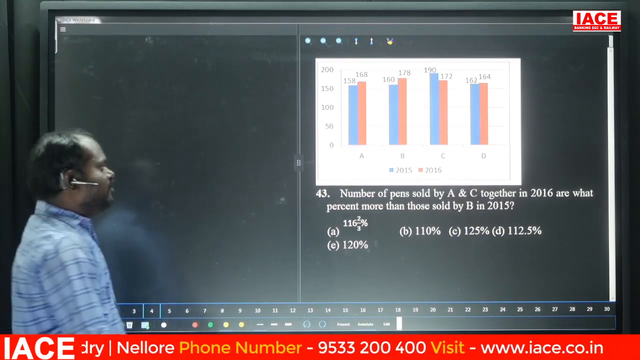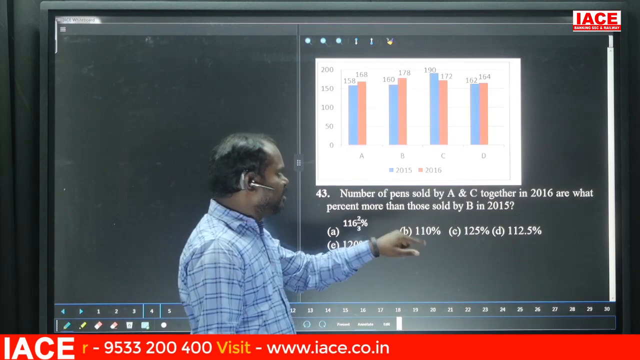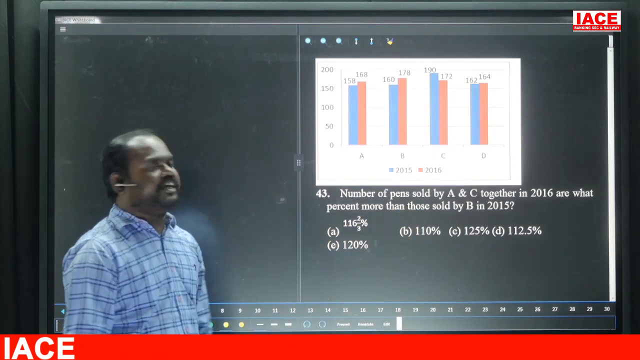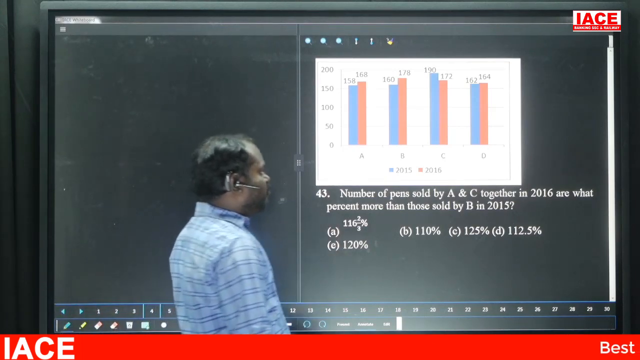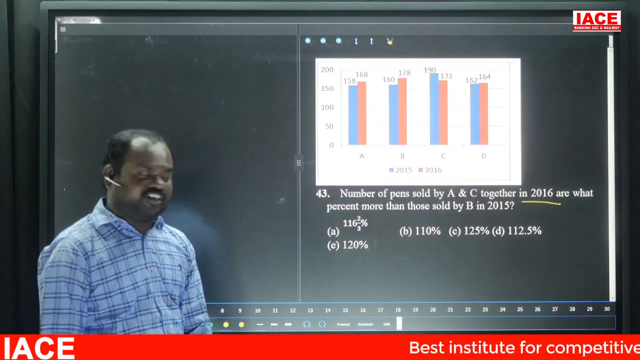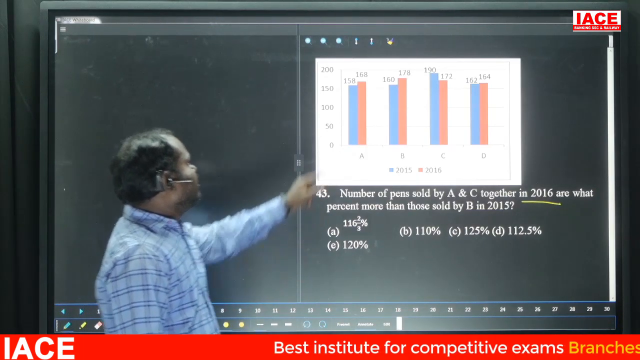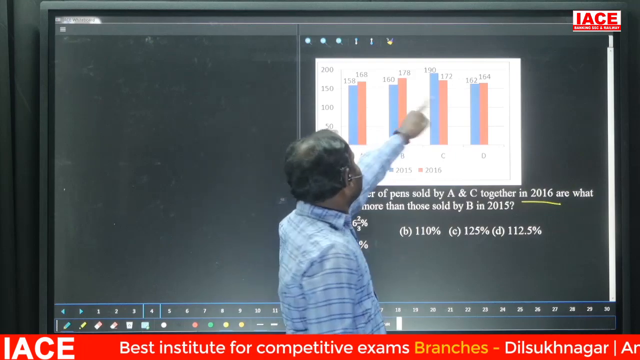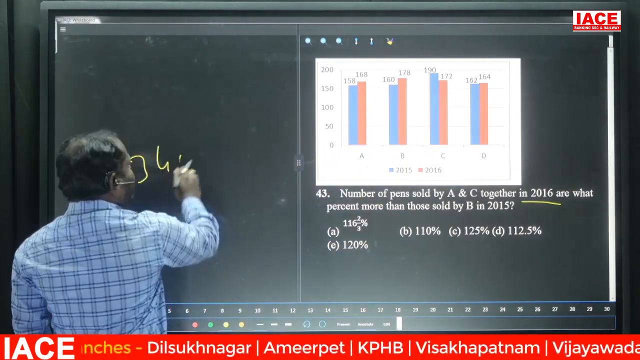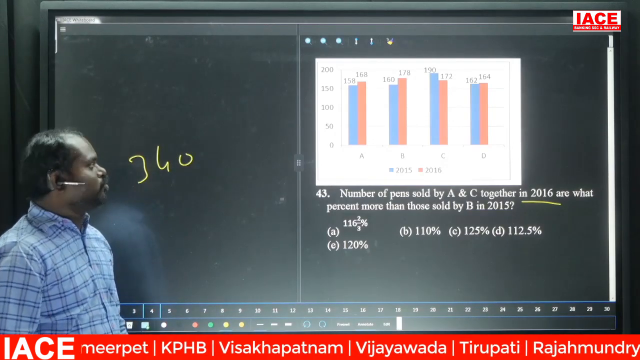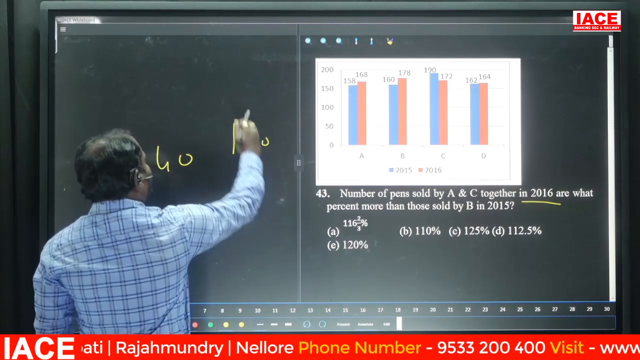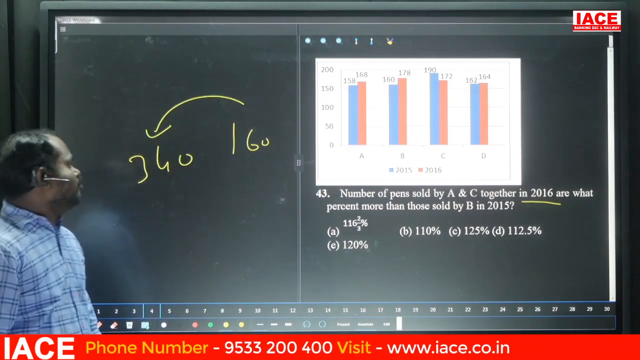Question 43: the number of pens sold by A and C together in 2016 are what percent more than those sold by B in 2015? Pens sold by A and C together in 2016: 168 plus 172, that is 340. How much percent more than B in 2015? B's 2015 value is 160. Compared to this, how much percentage is more here?